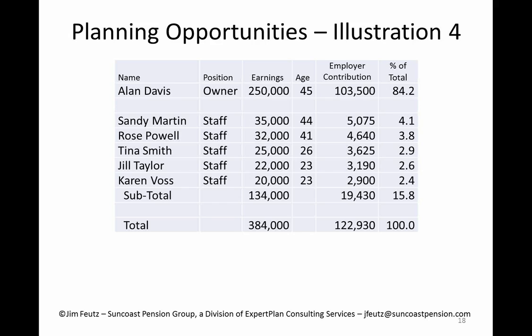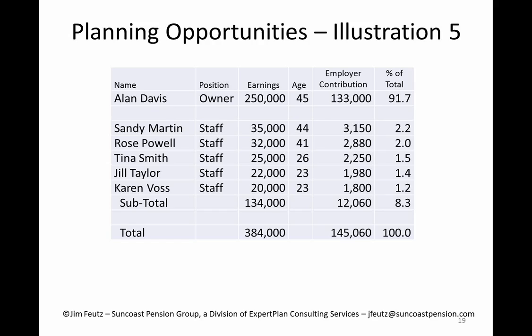So Alan gets 84% of the total in this plan, which is pretty good, but it could be even better if Alan adopted a second plan. If he had both a flexible 401k plan and a cash balance plan, then he can get a total contribution of up to $133,000, and the staff cost would be a little over $12,000. So Alan's contribution increased by over $29,000, and the staff contribution actually decreased by over $7,000.